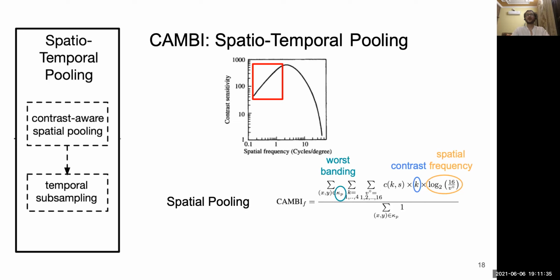And this is to account for the fact that as viewers, we are typically focused only on the worst case banding present in the scene. Finally, temporal pooling is done by first temporally subsampling the video. In our case, we subsample every half second and then just average the scores. This works well in our case because we are working with mostly single shot scenes, but in future, we'll also try various different temporal pooling methods.